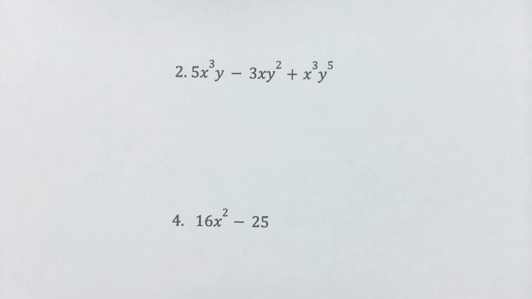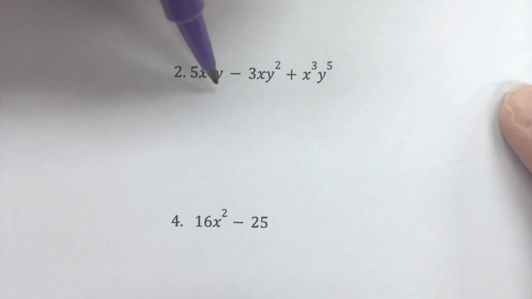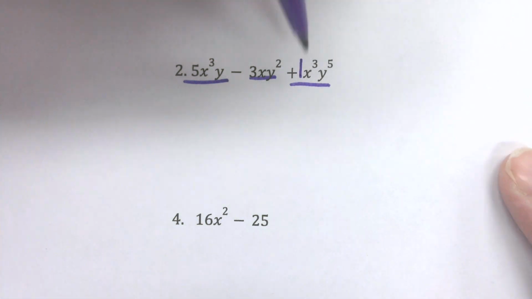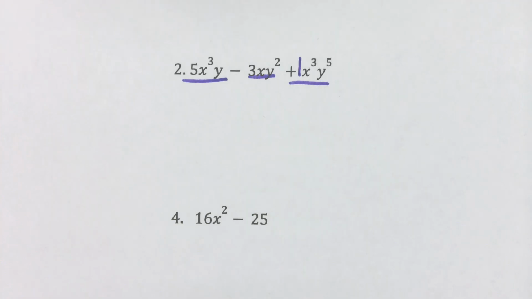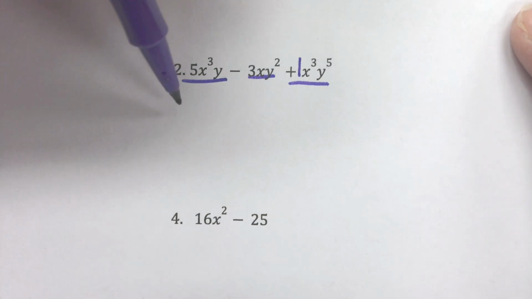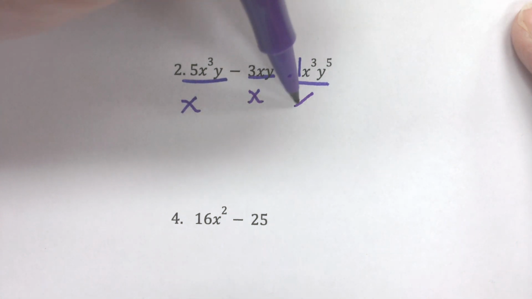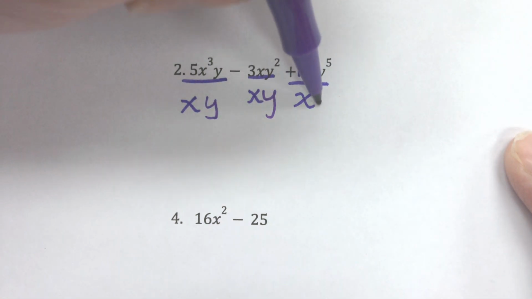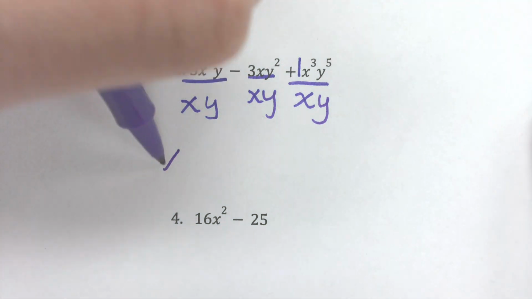Excellent. Number 2. 5x cubed y minus 3xy squared plus x cubed y to the 5th. Finding a GCF. First off, let's take a look at the numbers. Our back term has a 1 in front of it, so automatically we can't pull a number out of all 3 of these. So we look at the letters. All 3 of them have x's. The smallest x term is just x, so we can only take out an x out of all 3. For the y's, we have y squared, y to the 5th. Again, we can only take out y. So our GCF is xy.